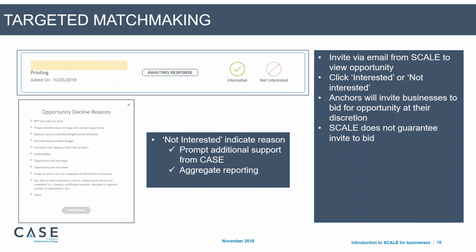We've included what we think is a robust list of decline reasons, such as the RFP's due date is too soon, you feel that you're understaffed, the opportunity is too large, you are currently over capacity with other projects. Whatever the reason is, please tell us for two reasons. One, it'll prompt us to offer additional support if we can. We want to support you in any way we can, and if capital is a reason, we'll try to work with you to find some opportunities related to capital.